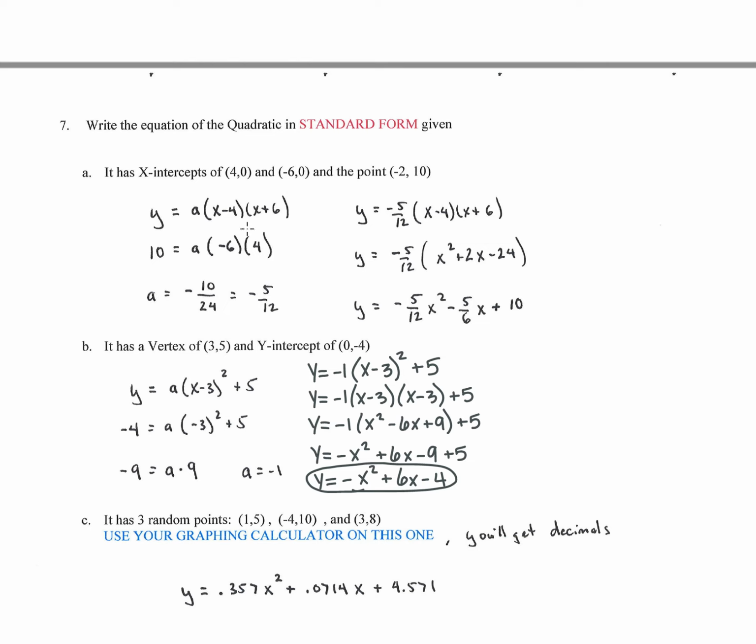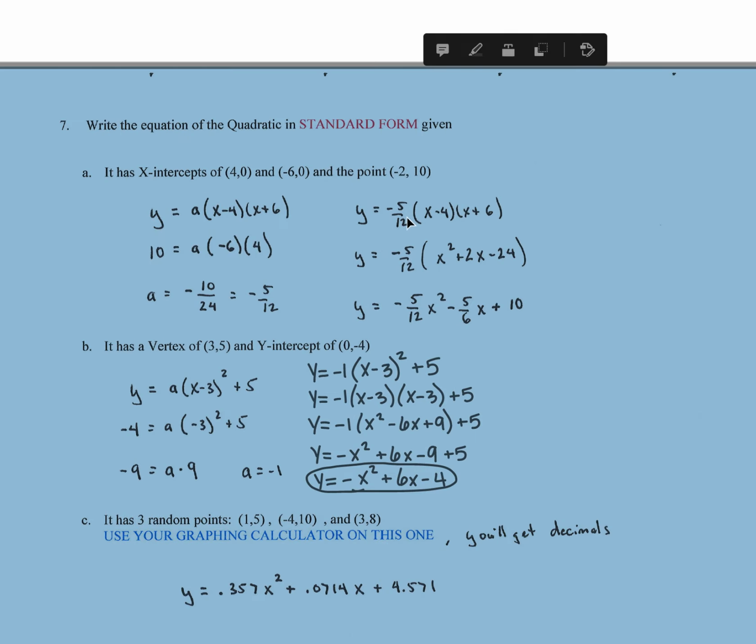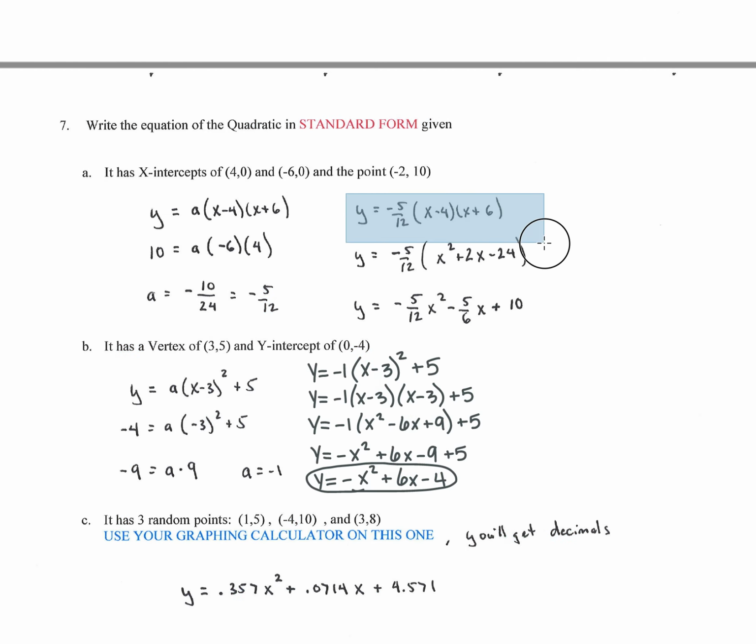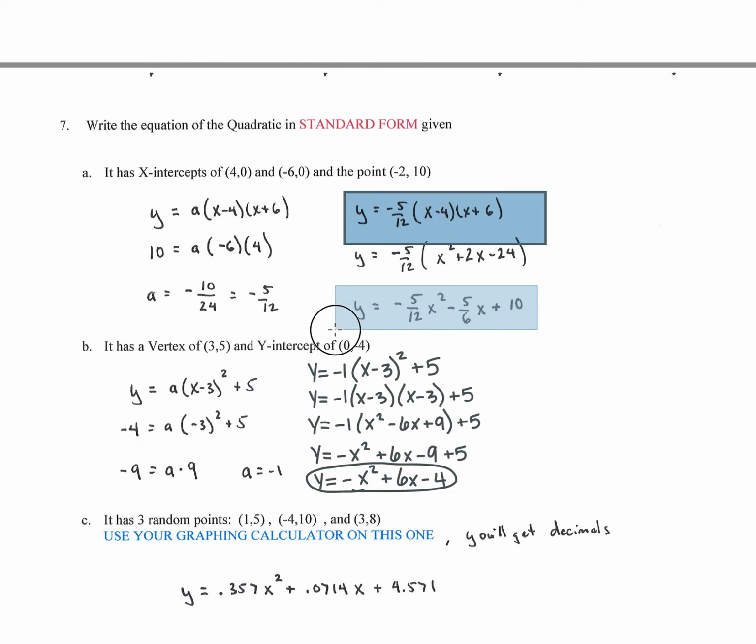All right. This is writing the equation. So if I give you x-intercepts, you immediately know those two factors. If you know the x-intercepts are 4 and -6, you can write that, but you're not sure what a is. But you can use this point to find a. So just plug 10 in for y, -2 in for x here, and then solve for a. And then once you know a, you can plug it in here. And then if I want it in standard form, you're going to have to multiply and distribute. And that's where you get this. This is the final answer written in standard form.